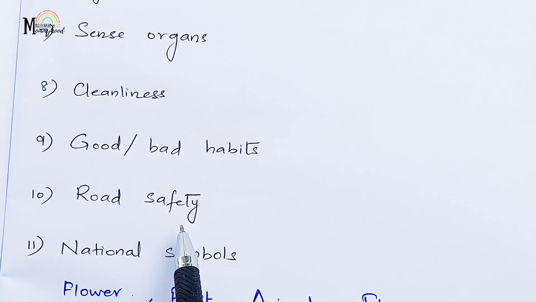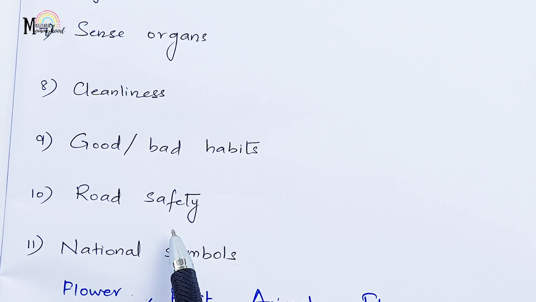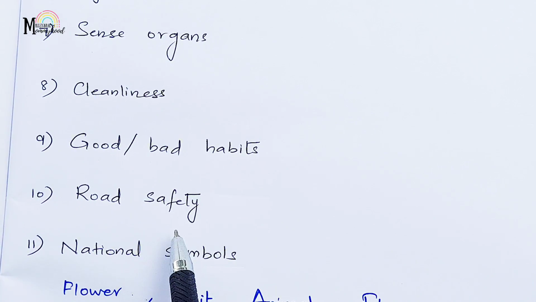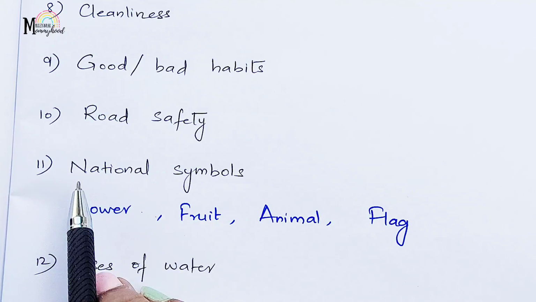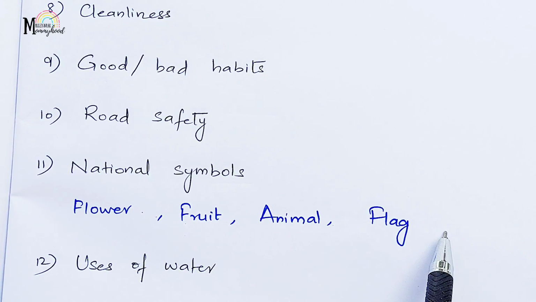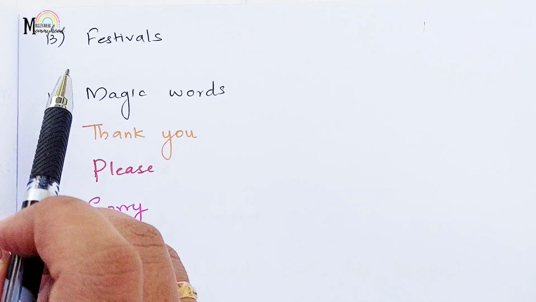In EVS, most of the concepts are taught by doing certain kind of activities. For example, road safety can be taught by actually following road safety in a small play area. Next comes national symbols, where you are taught about the national flower, fruit, animal and flag. And then you are also taught about the uses of water.